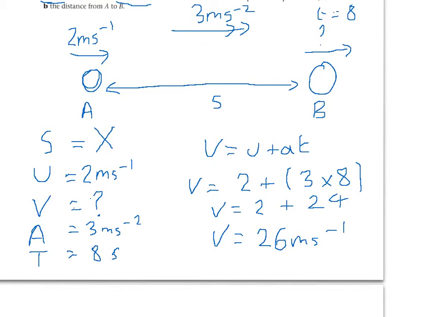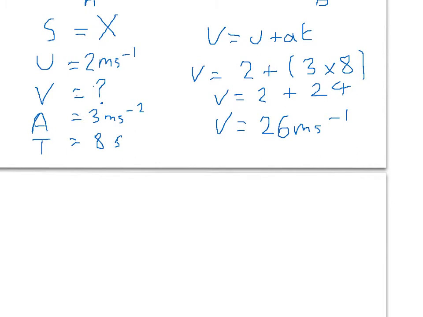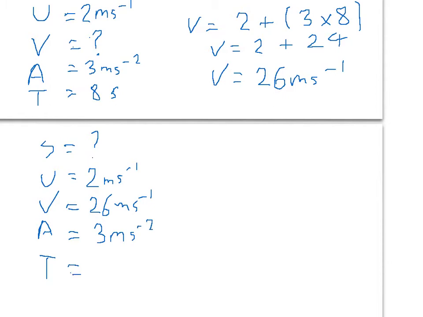For part B, we're now asked to find the displacement. So let's write another set of suvat out. This time we're trying to find the distance. We know the initial speed is 2. We know the final velocity now is 26. We know the acceleration is 3. And we know the time is 8 seconds.